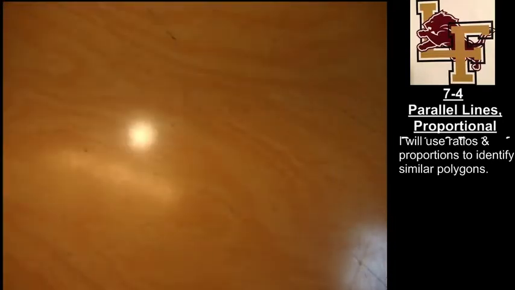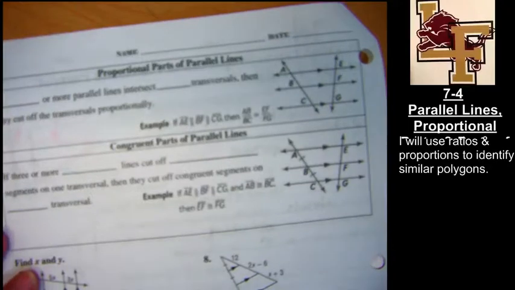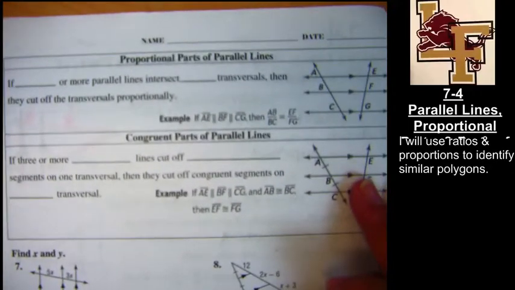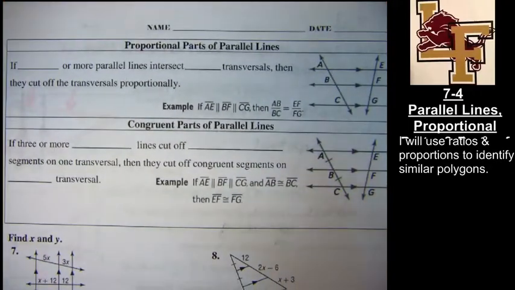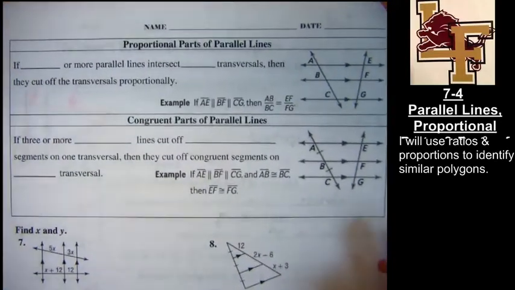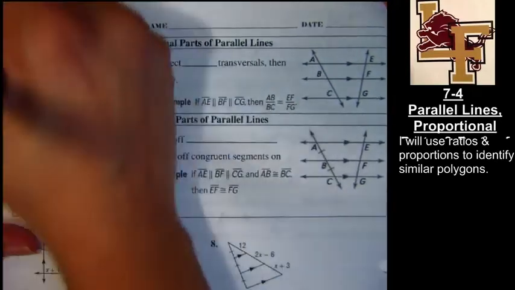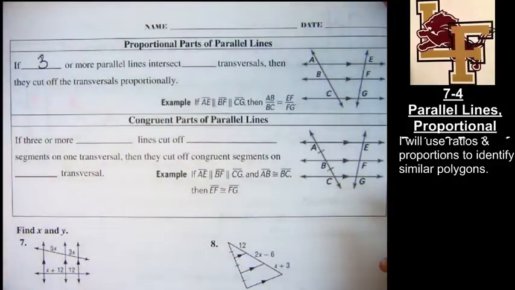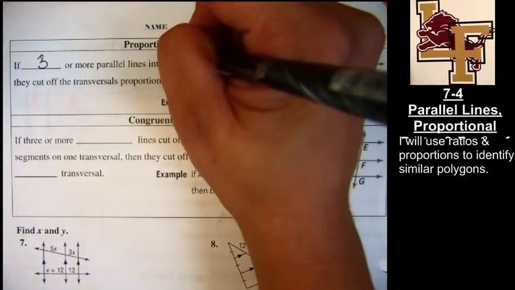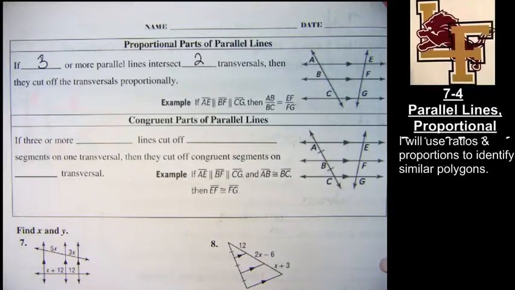We're on the next page. All right. So now that we handled the parallel lines in triangles, we're going to talk about what happens when these parallel lines are running into transversals. Okay? So if 3 or more parallel lines intersect 2 different transversals, then they're going to cut the transversals proportionally.